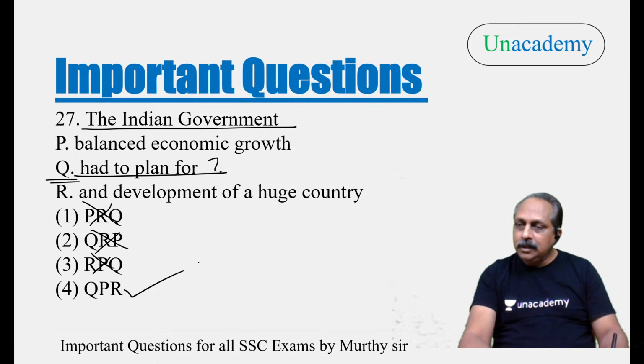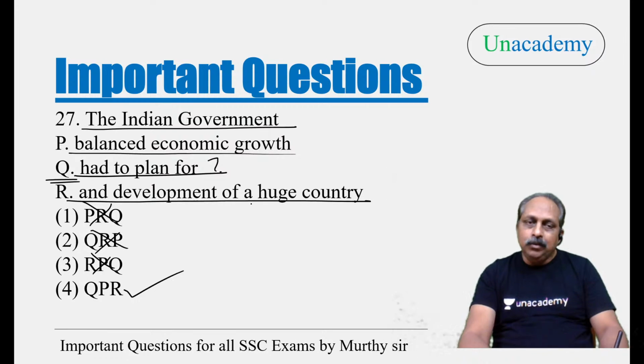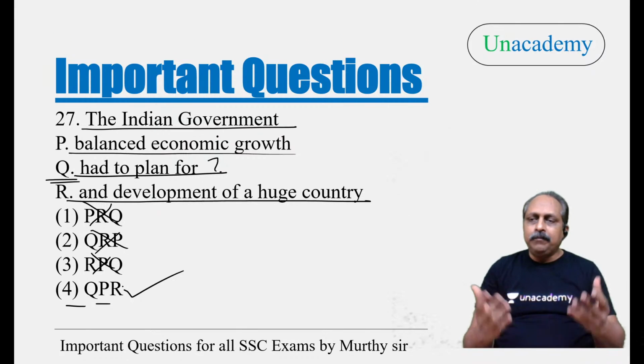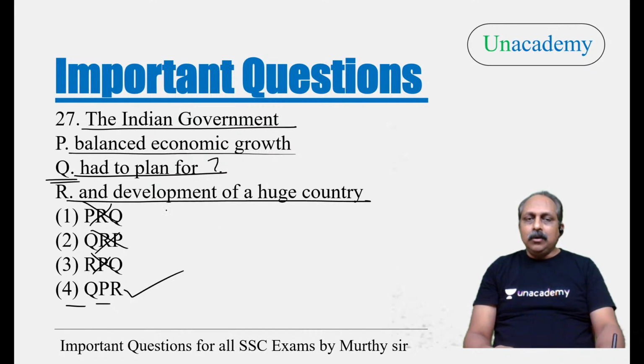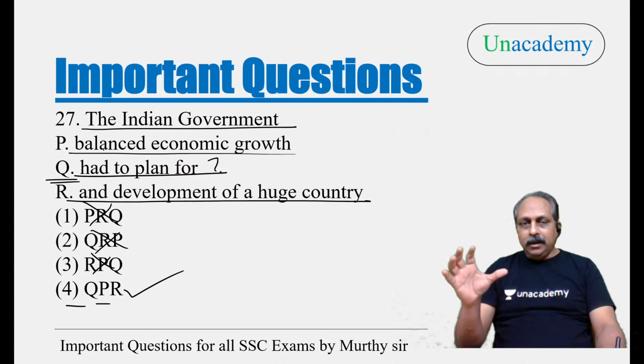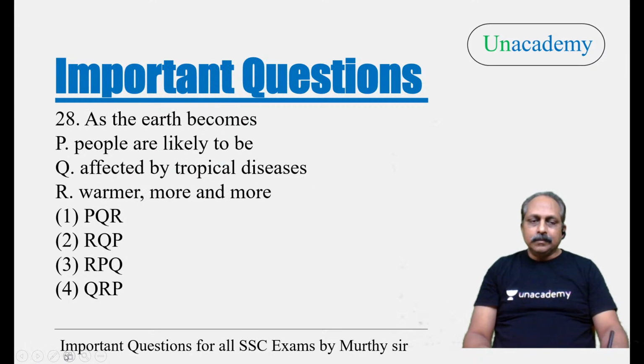What is the answer here? No, no, no, no. Answer is the fourth option. The Indian government had to plan for balanced economic growth and development of a huge country. Had to plan for Q. Balance. Ask the question, had to plan for what? Then you cannot start with the conjunction "and." Had to plan for balanced economic growth and development of a huge country.